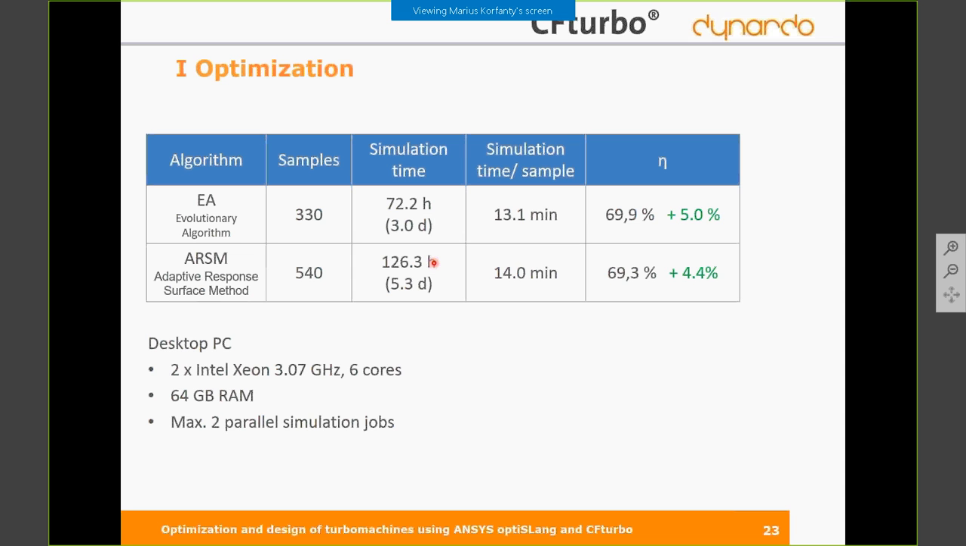So it was a little bit slower to find the optimum. But 5 days are a reasonable time for an optimization. And this was done on a normal desktop PC. The simulation time per sample was about 15 minutes.